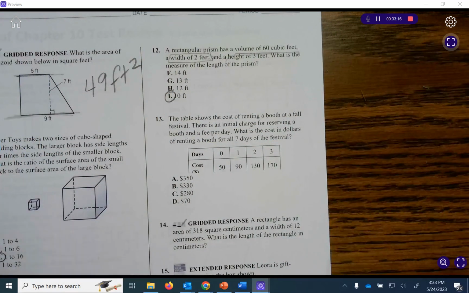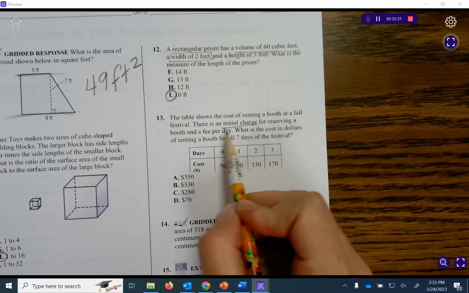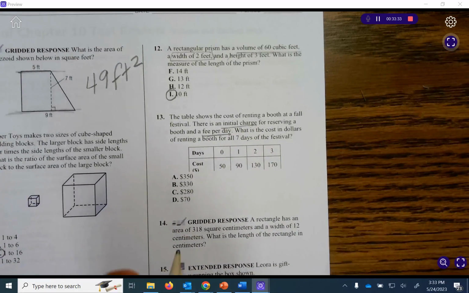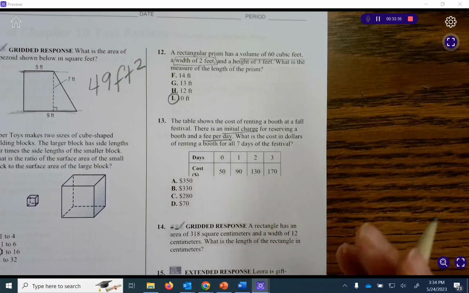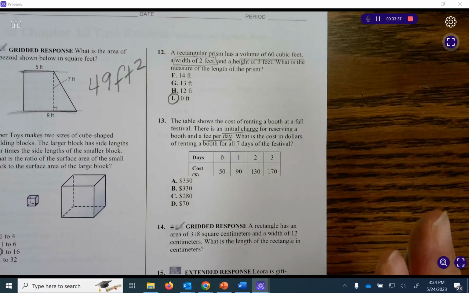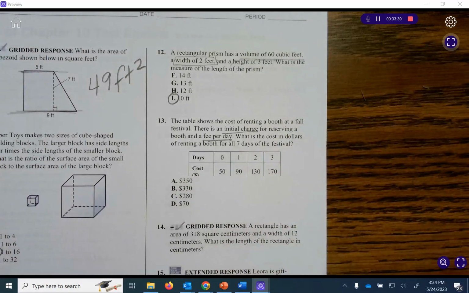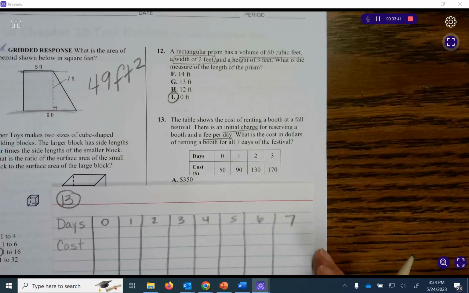All right, question number 13. The table shows the cost of renting a booth at a fall festival. There's an initial charge for reserving a booth and a fee per day. So there's 2 charges. What is the cost in dollars of renting a booth for all 7 days of the festival? Okay, so here we go.